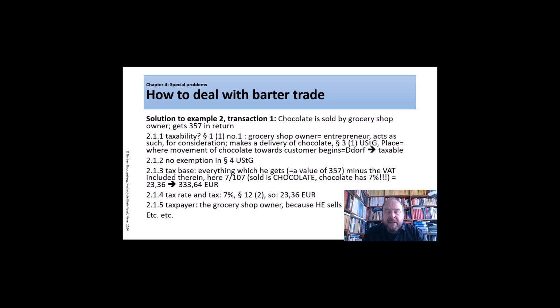is no. The tax rate on what you sell is decisive, not the tax rate on what you get. If you sell chocolate, you always pay 7%. Whatever you get, cash, or a computer, or what else, or a car, or a holiday, plays no role. You sold chocolate, so the tax rate you have to apply on the chocolate sale is 7%. Taxpayer is the shop owner because he sells the chocolate. Everything else works just as usual.